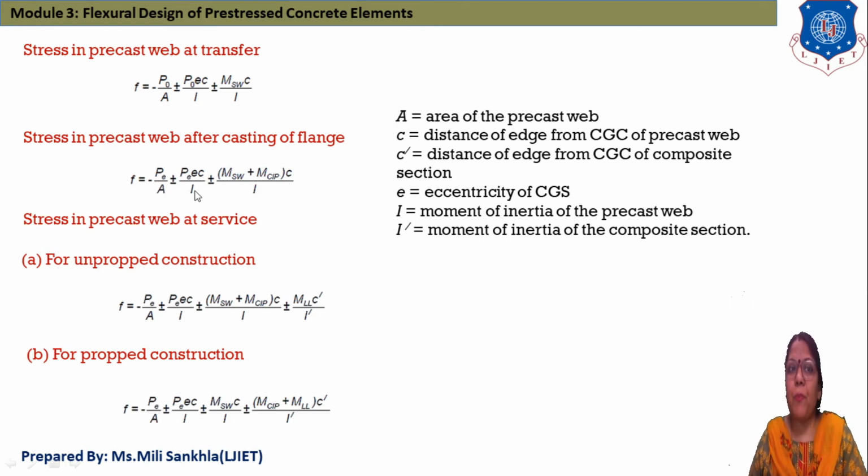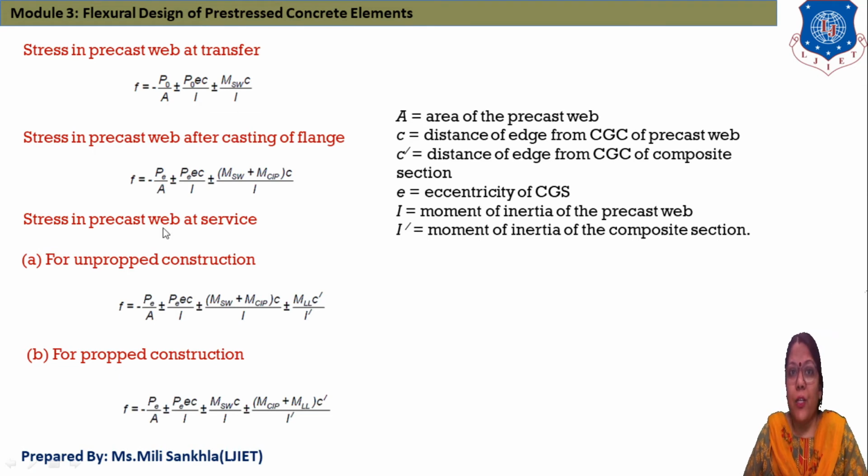Plus or minus Pe e C by I, then plus or minus M_SW and M_CIP, because we discussed at casting of flange, so we add the moment due to casting of cast in place concrete, then multiply with C divided by I. Now stresses in the precast web at service. First we discussed the transfer condition, now we discuss the service condition.